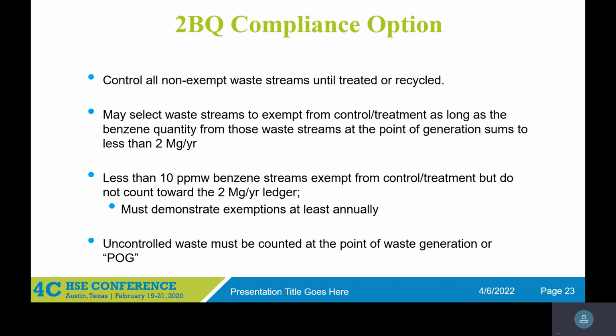The high benzene concentration ones have to be controlled, and you can leave some of those uncontrolled, but up to 2 megagrams a year. And then for the less than 10 ppm, you just have to verify every year that it stayed below 10 ppm. That was the question that you had asked earlier, like, where do I get in trouble? How old is my data? Or can I still look the agency in the face and say it's still good, right? So that's why it says here, you must demonstrate these exemptions annually. You must say, yeah, I looked at this, these streams are truly, truly low benzene concentration.